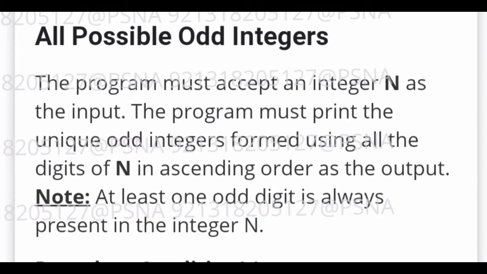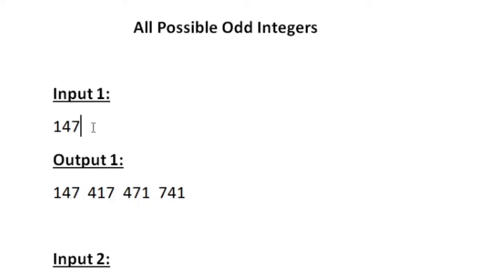This is the question asked in today's SkillRack daily challenge. We are given an integer n as input and we have to find all possible odd integers that can be formed using the digits of the integer n. Here the integer n is 147, and the odd integers that can be formed using the digits 1, 4 and 7 are 147, 417, 741 and 471. So these are all the odd integers that can be formed using the digits 1, 4 and 7.